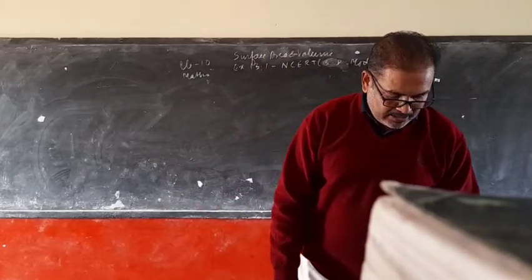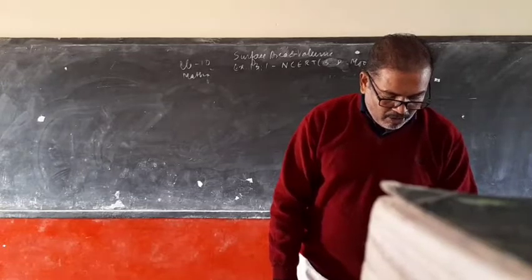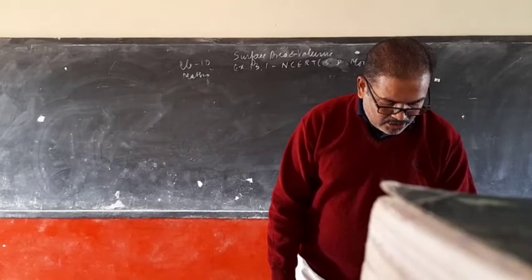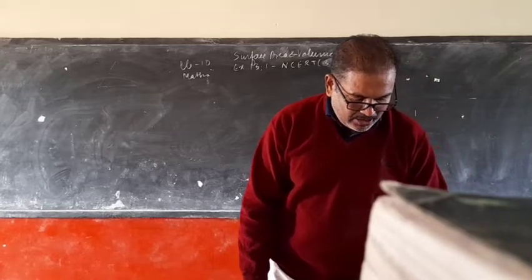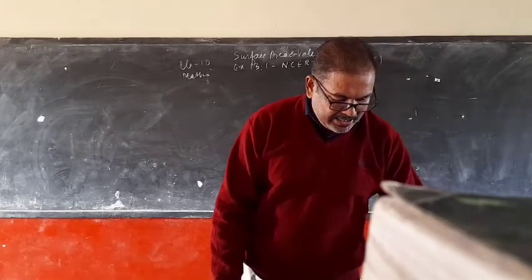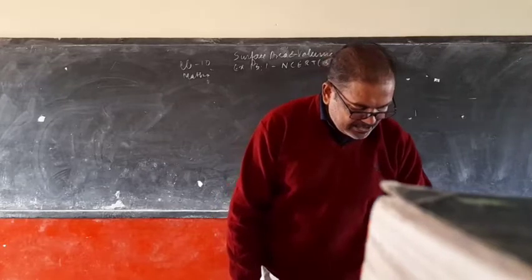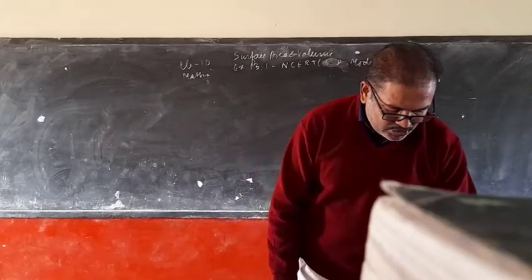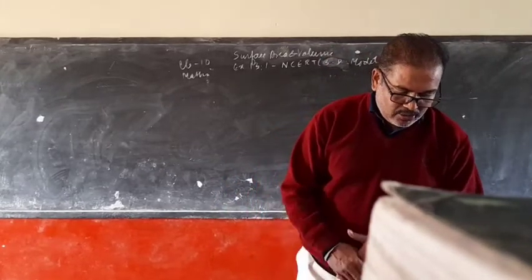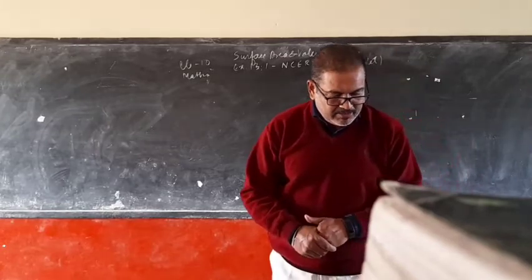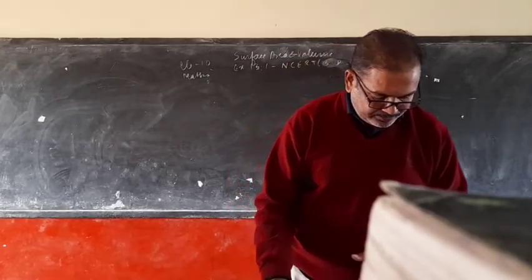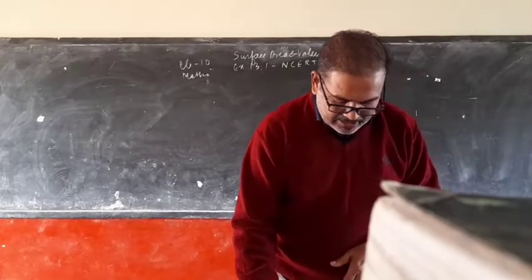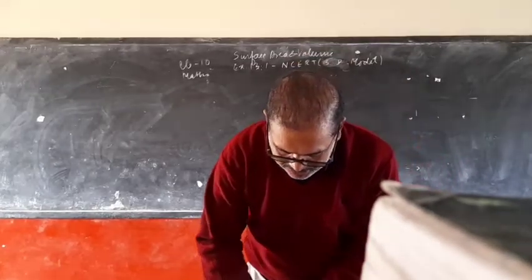See question number 8. From a solid cylinder whose height is 2.4 centimeter and diameter 1.4 centimeter, a conical cavity of the same height and the same diameter is hollowed out. Find the total surface area of the remaining solid to the nearest centimeter square. You have given, now here, I make this model.